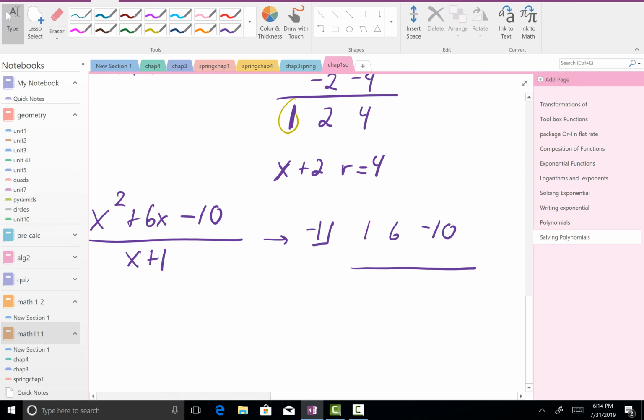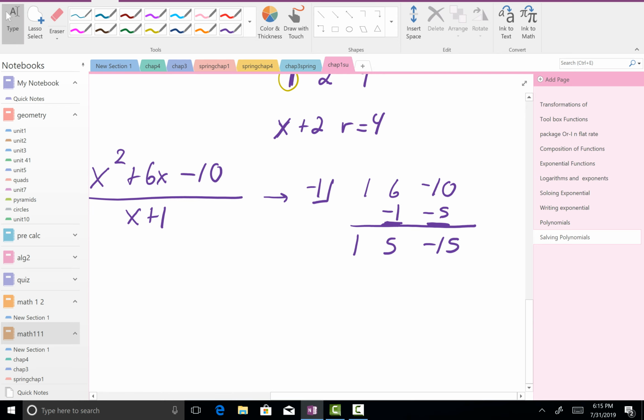So here we go. Once we have this set up, then it's just a real simple algorithm. Bring the 1 down. What's going to go in this spot right here? Negative 1. Okay, now I just add those. What's going to go in this spot right here? Negative 5. No, you got it right. Negative 1 times 5 is negative 5. So then, I'm going to get x plus 5, and my remainder is negative 15. All right.